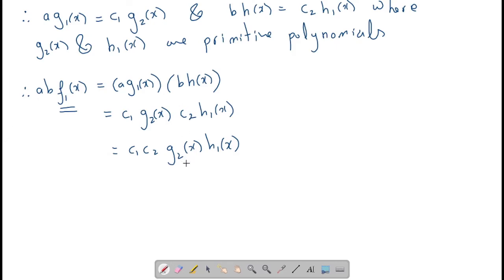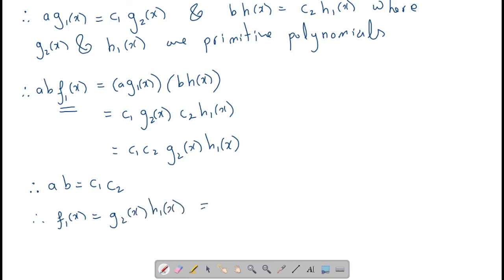Similarly, on the right hand side, you can see that g2 of x and h1 of x are both primitive polynomials, which means that the content on the right hand side is c1 c2. So therefore what we have is ab is equal to c1 c2. Since g2 of x and h1 of x are both primitive, the product is also primitive by the Gauss Lemma, and therefore we can cancel out ab and c1 c2 to give us f1 of x as g2 of x times h1 of x.